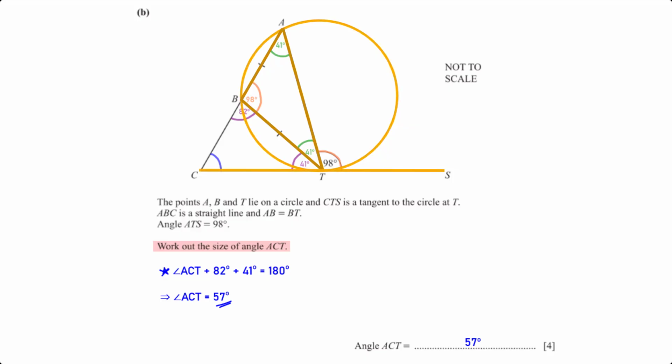Based on the alternate segment theorem, these two angles are equal. So angle BTC is also equal to 41 degrees. Angles on a straight line add up to 180 degrees. So to get this angle, we subtract 98 degrees from 180 degrees, which gives us 82 degrees. The sum of the angles in triangle BCT must add up to 180 degrees. So we have angle ACT plus 82 plus 41 equals 180. When we make angle ACT the subject, we get angle ACT equals 57 degrees.